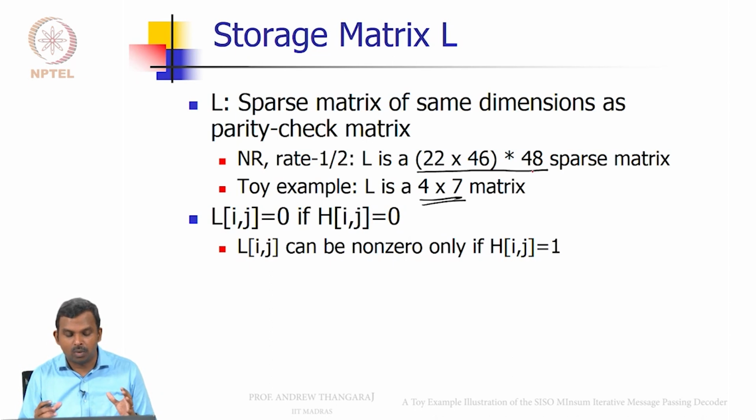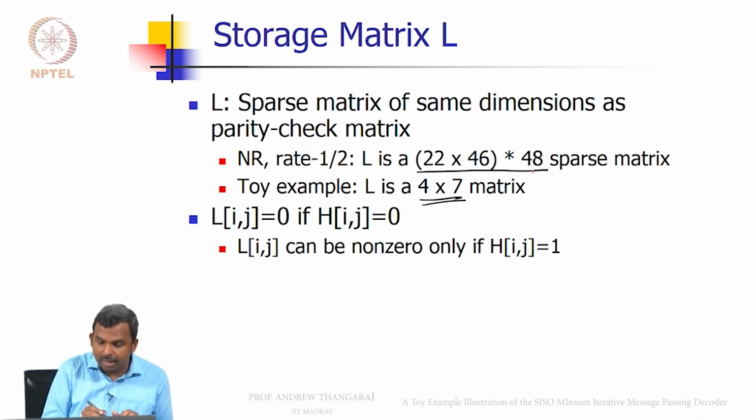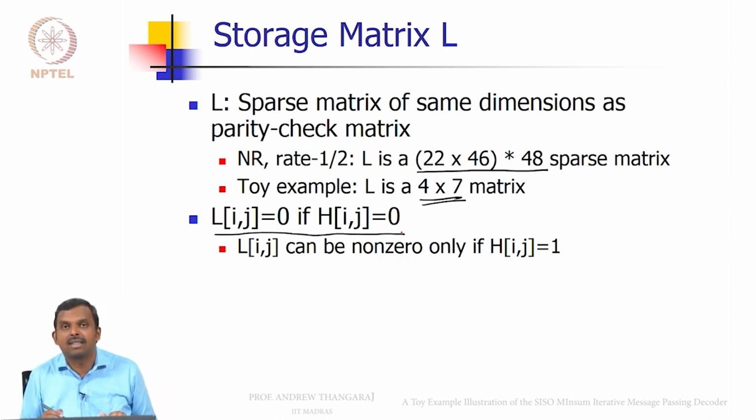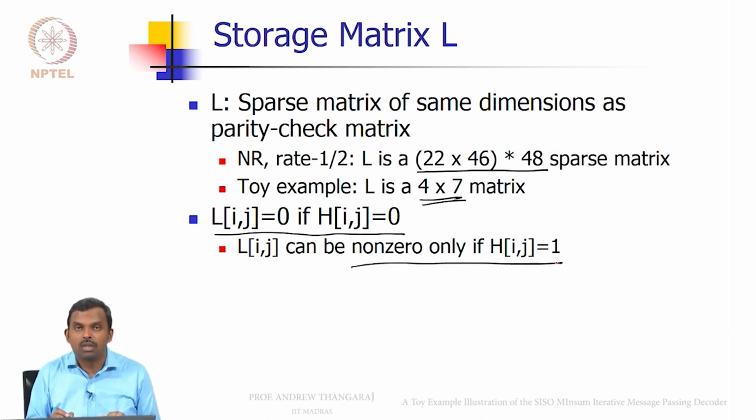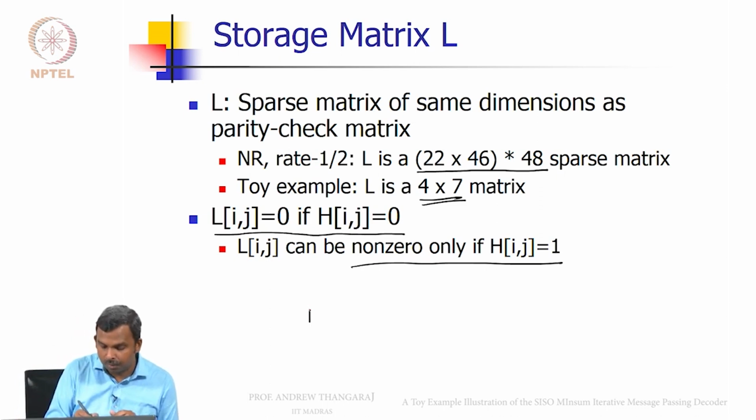The sparsity is quite important. Like I said, this L matrix also has the same sparsity structure as your parity check matrix. Whenever the parity check matrix is 0, this L will also be 0. So, it can be non-zero only when H of ij is 1. The storage matrix is very important, you have to store it and all your operations will be in place on the storage matrix.